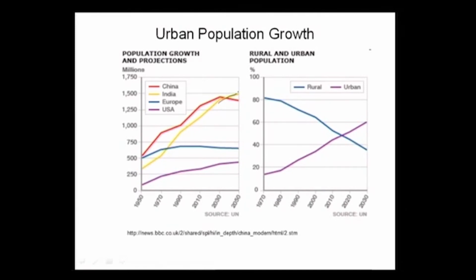Another trend you see, if you look at the rural population versus the urban, as we go forward in time, the rural population will drop and the urban population will rise. People are going to move from rural to urban areas. These are trends which you see.